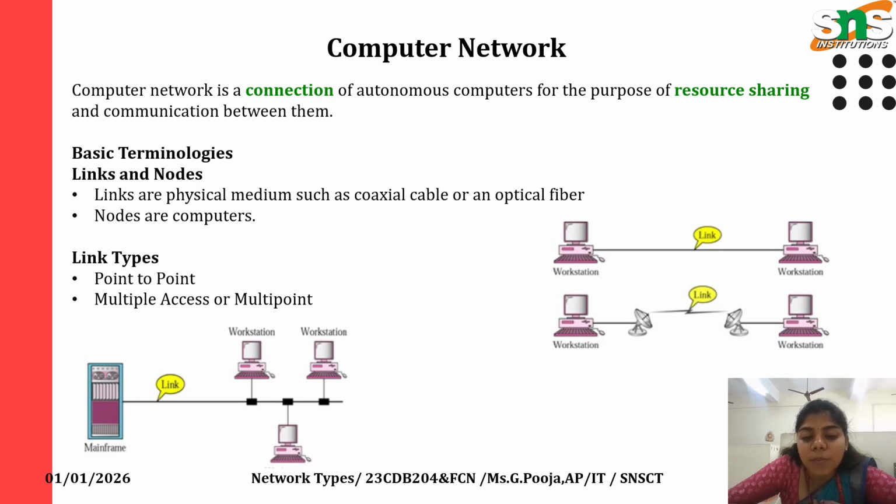There are two types of links: one is point-to-point, and the other is multi-access or multi-point. As shown in the diagram, the first one is called a point-to-point link because there is nothing in between. Whereas the second one is multi-access or multi-point because it is connected to the antenna, and from there it is connected to the other devices or workstations.